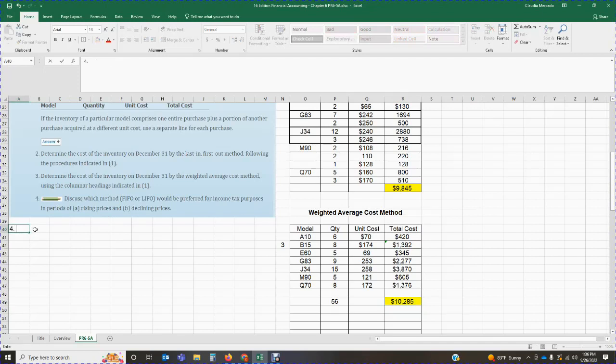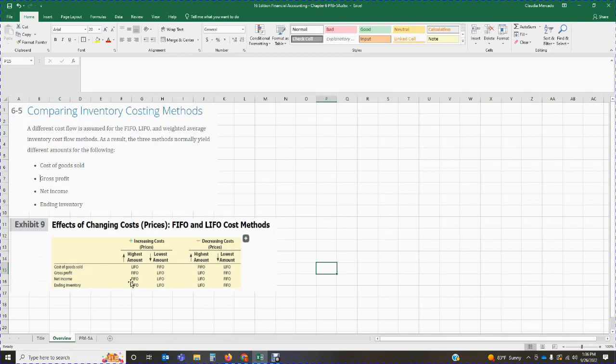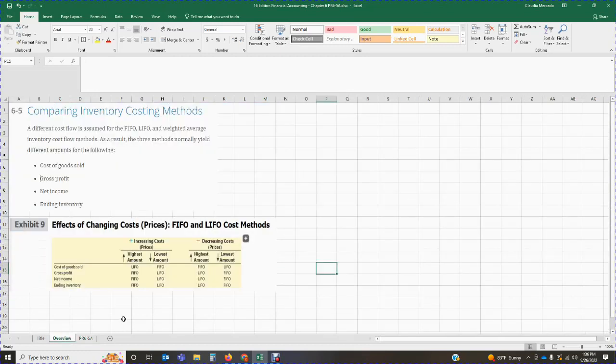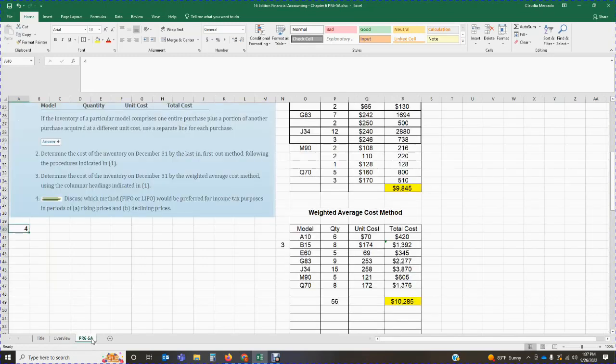Discuss which method, FIFO or LIFO, will be preferred for income tax purposes in periods of rising prices and declining prices. Here they're only asking us to look for income tax purposes. So we pay our income tax based on what? Based on our income. The problem asks which method would be preferred for income tax purposes in periods of rising prices and declining prices. Okay, so let's start. This is number 4.